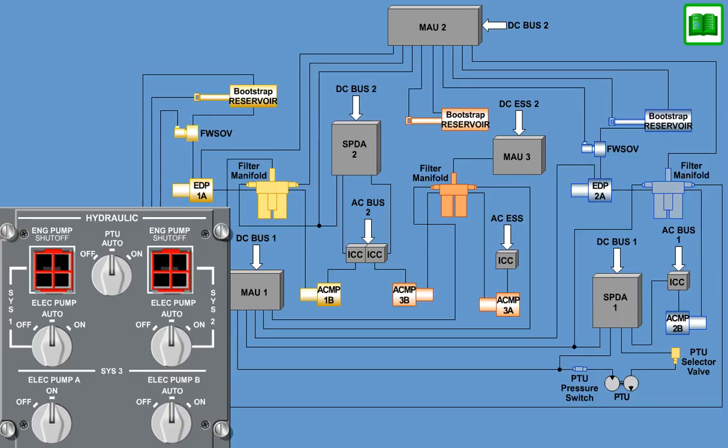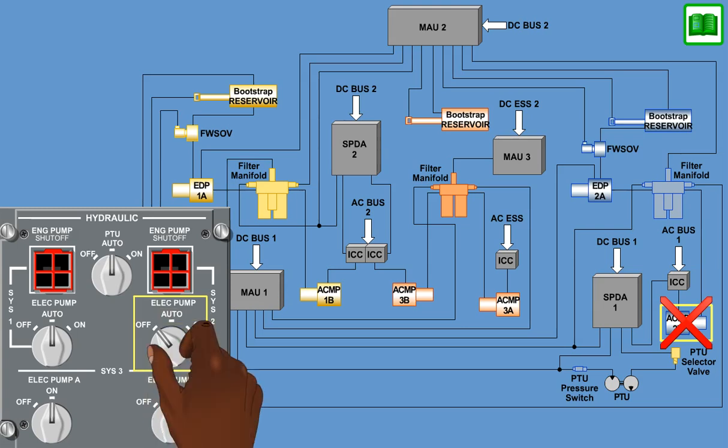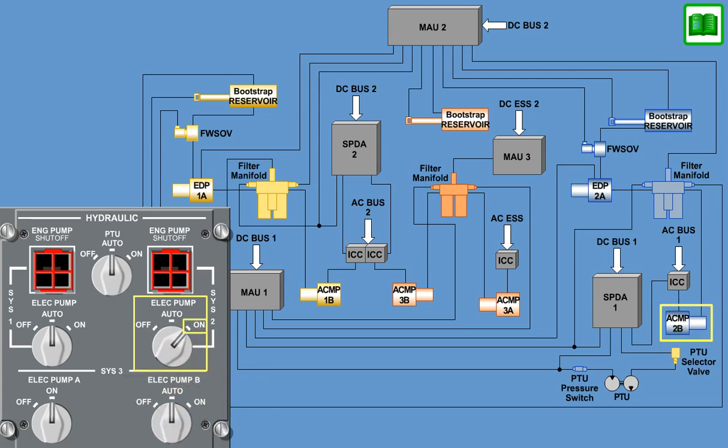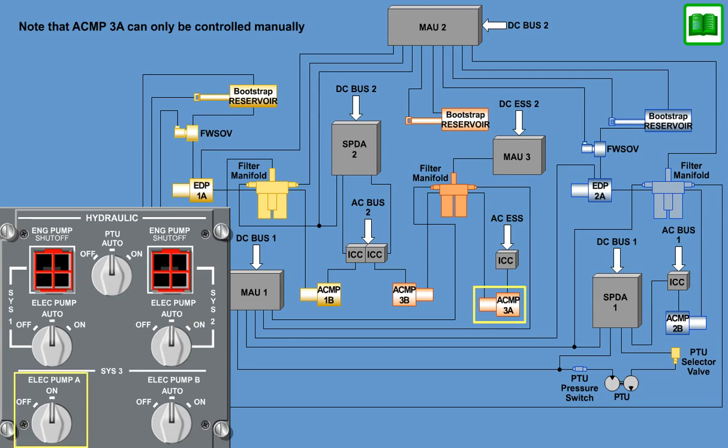Manual mode control is accomplished by the flight crew placing the respective ACMP cockpit control switch into either the on or off position. The ACMPs will be turned off when the ACMP cockpit switch is in neither the on or auto position. Whenever the ACMP cockpit switch is placed into the on position, that ACMP will be commanded on regardless of the state of the auto mode control logic. Note that ACMP 3A can only be controlled manually. No auto mode exists.